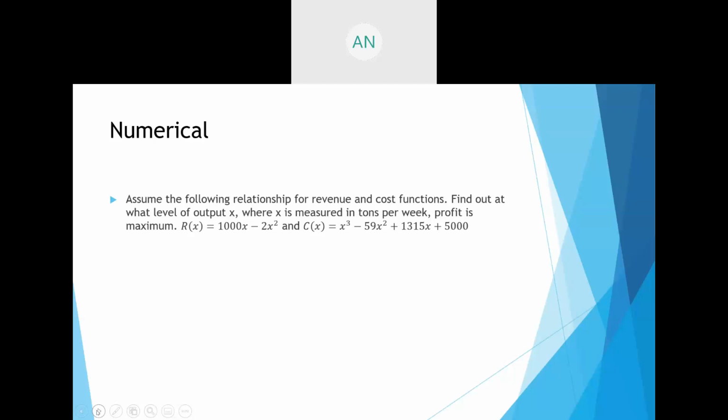Write it down properly. R of x, which is the revenue, is given as 1000x minus 2x square, and c of x, which is the cost function, is given as x cube minus 59x square plus 1315x plus 5000. So these are the things that are given to you in the question. Most companies measure their profits, their revenue, and their cost as a function of their output. Here the profit depends upon revenue and cost. You know that the profit is always revenue minus cost. That is the thing that we're going to use.